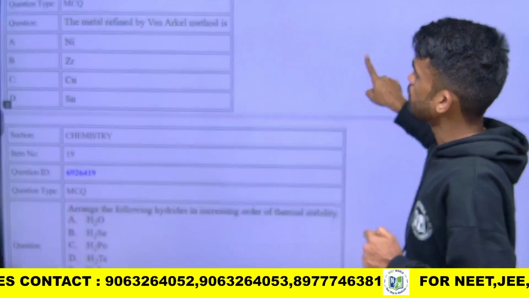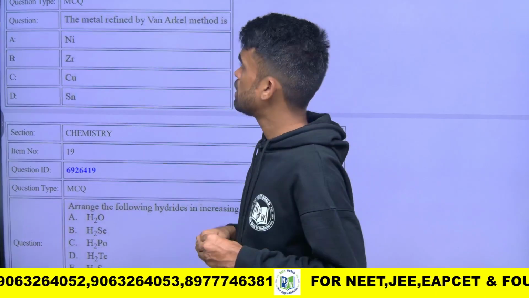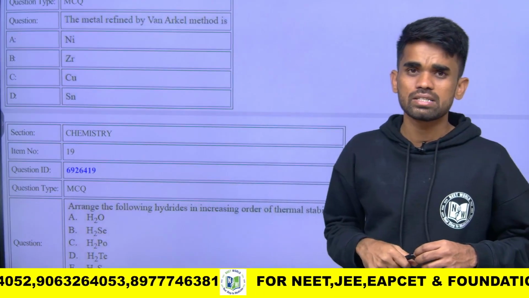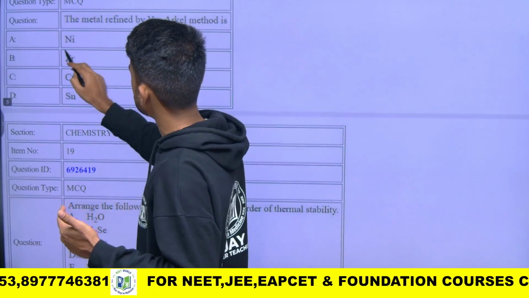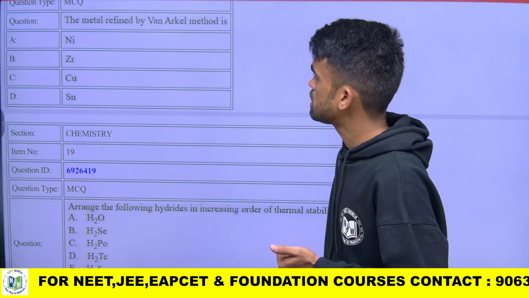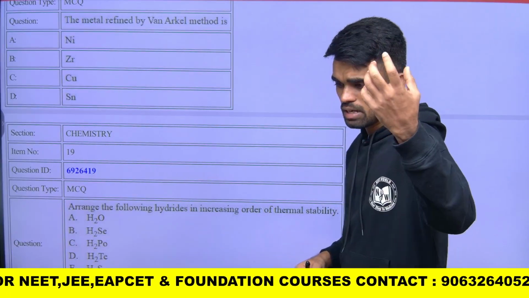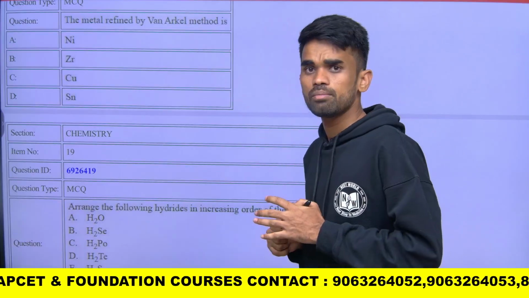Here, the metal refined by Van Arkel process. Which metal is refined by the Van Arkel process? One is titanium, another one is zirconium. In this, titanium is not mentioned, zirconium is mentioned here. You can go with option number B. So just look into the metal refining methods we have in metallurgy. That is also an important topic from metallurgy.